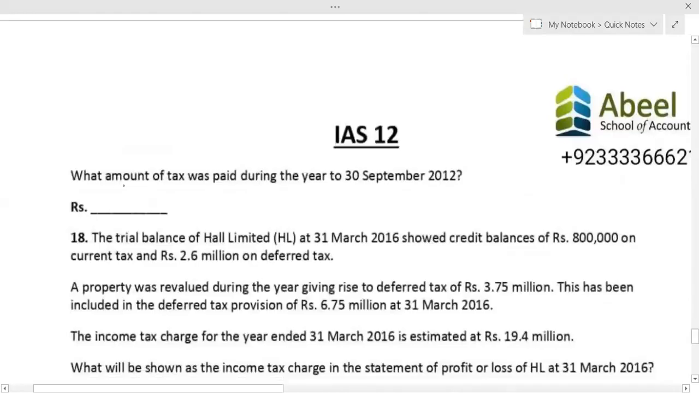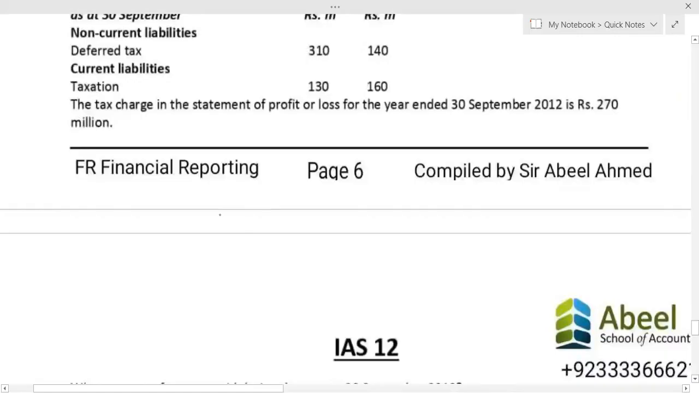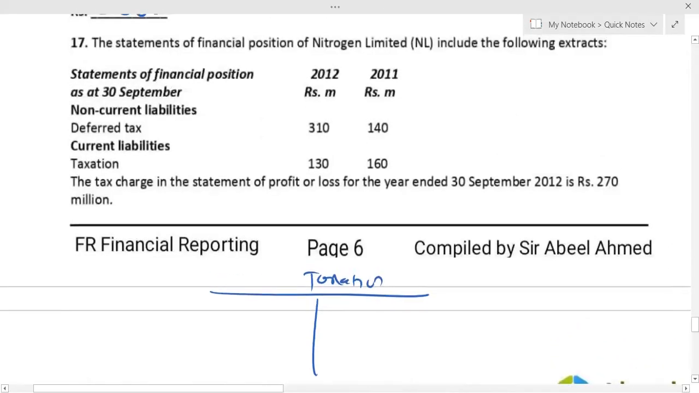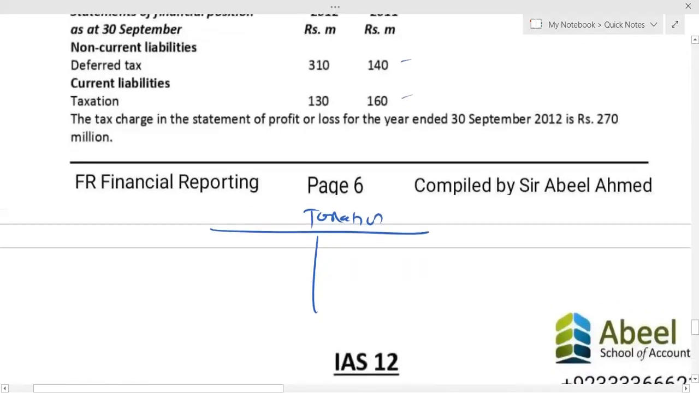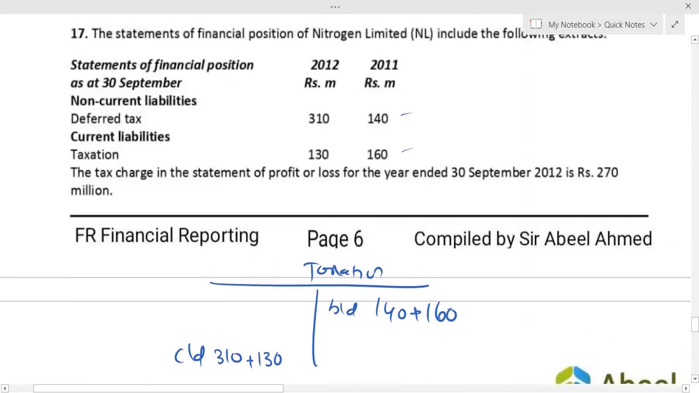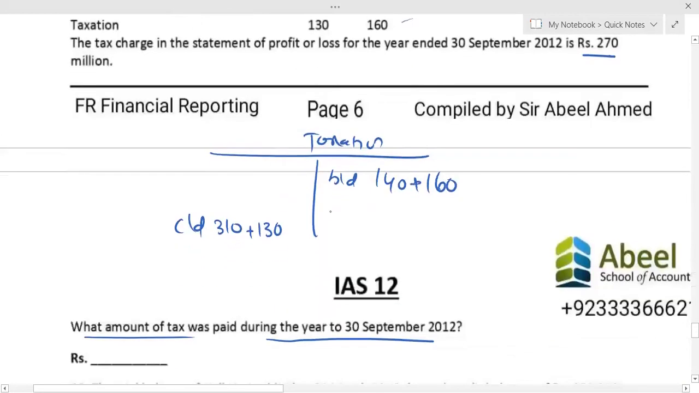Question number 17. What amount of tax was paid during the year ended December 2012? Again, I would say a T account will help you. Taxation T account. We have opening balances 140, 160. The tax charge in the statement of P&L is 270. That goes to P&L, income tax expense.